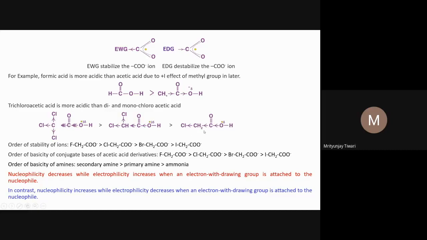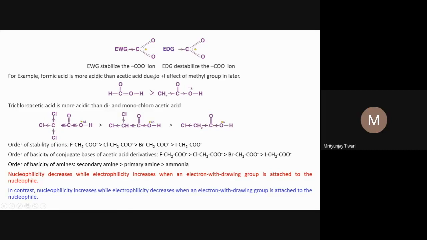Now in monochloroacetic acid, there is only one chlorine atom which can pull away electron density from the conjugate base, and so this will be weaker. This entire acid will be a weaker acid than even dichloroacetic acid. And this again one can understand with the stability of the conjugate base, which we have already seen with the structure in this case.